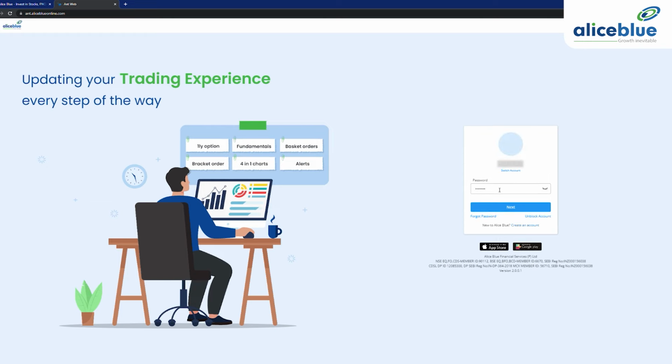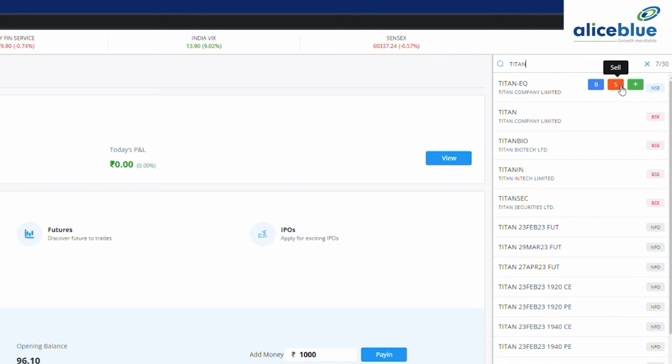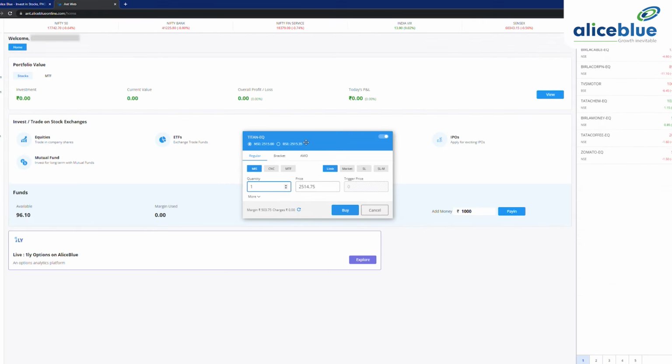Now I'll tell you how to place an aftermarket order in aliceblue. To place an aftermarket order in the aliceblue portal, follow these steps. First, log into your aliceblue account. Now search the stock or F&O that you would want to trade. Select the buy or sell option. Select the type of trade you want, that is MIS, CNC, etc. Select the AMO option listed on the screen.